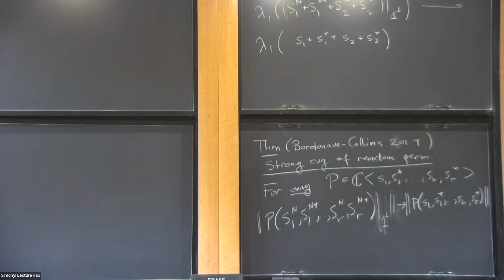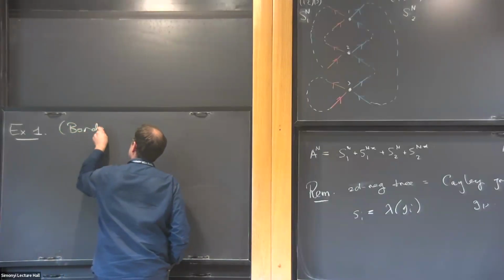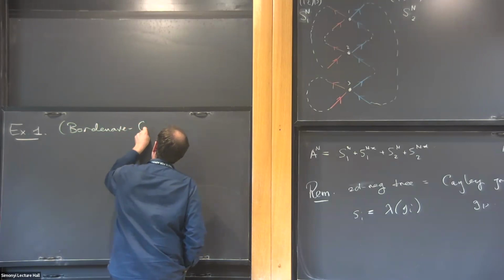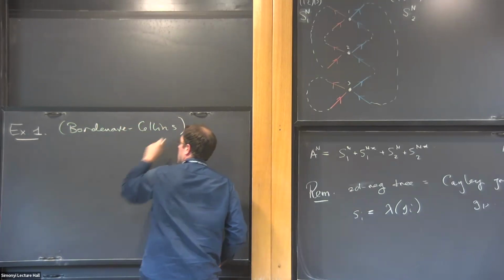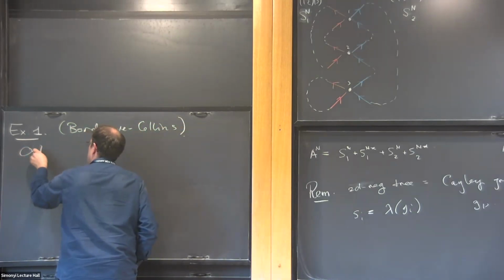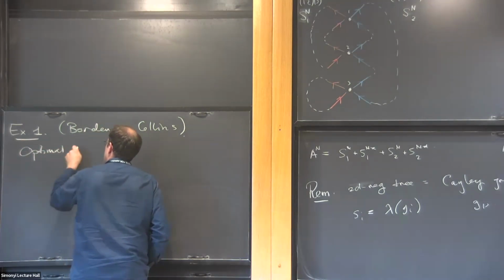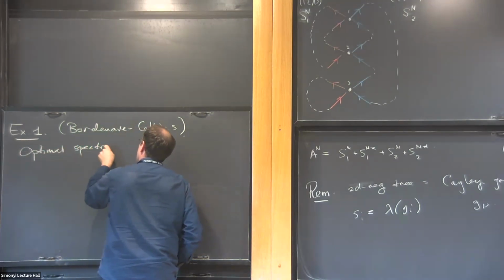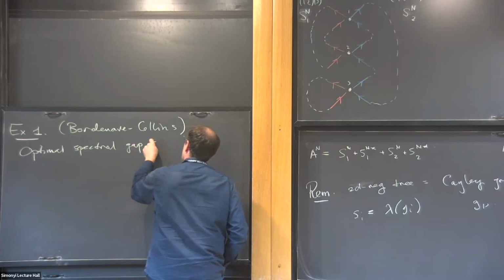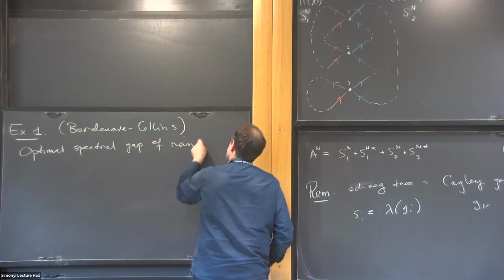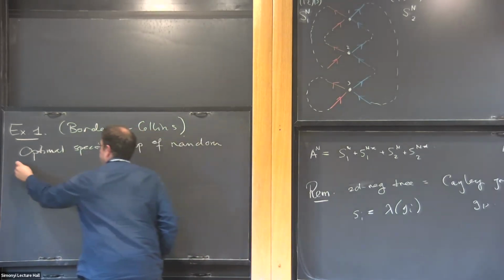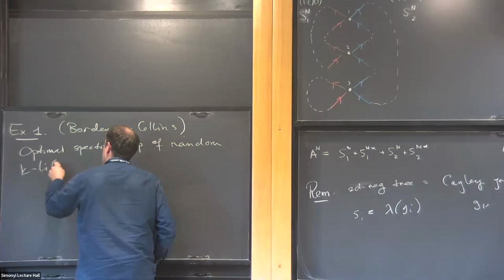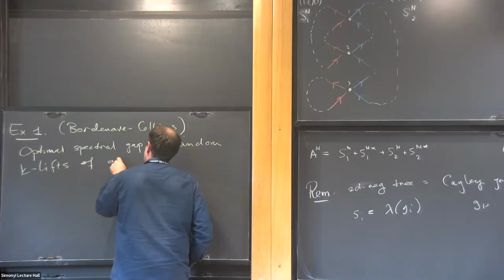The original example, which was already in the paper of Bordenave and Collins and was one of their motivations, is optimal spectral gap of random lifts of any graph.